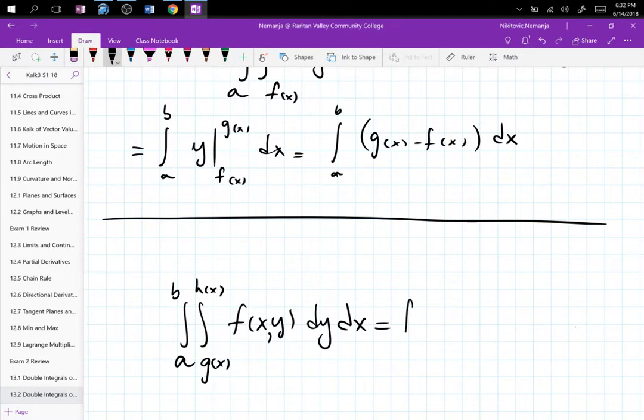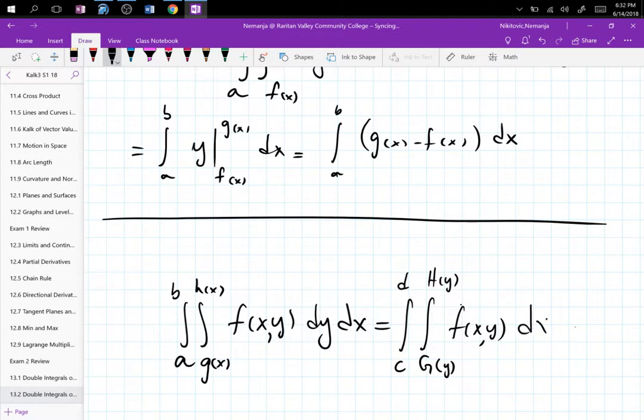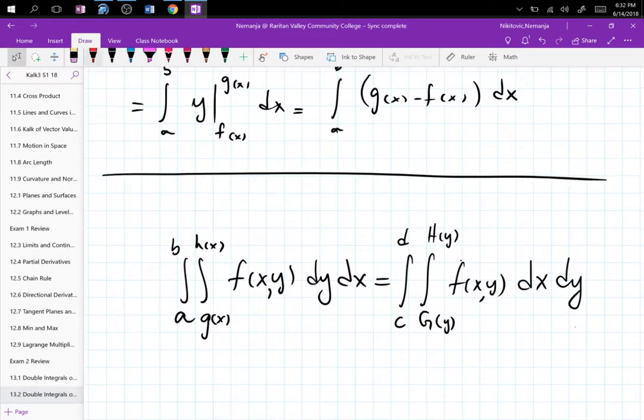Equivalently, I can have c to d, and now this is going to be g of y, h of y, f of x, y, and then dx dy. We can have that as well. And both of these will give us some kind of volume, because we have 3D.